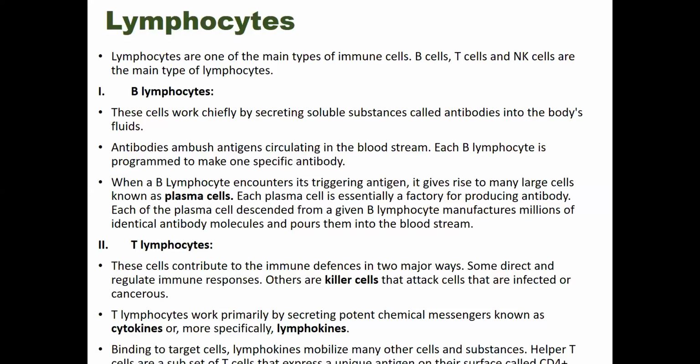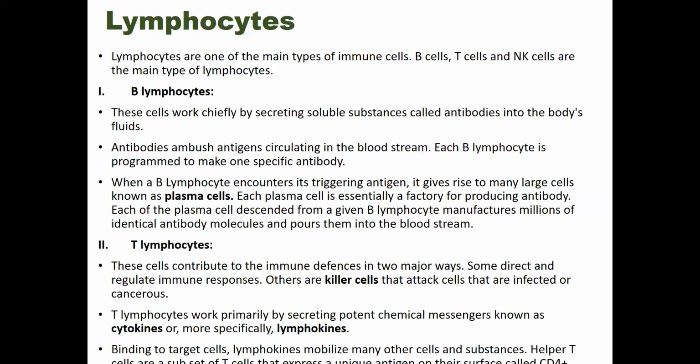Now the second type of lymphocytes, which is called the T lymphocytes or T cells. These cells contribute to the immune defense in two major ways. Some of the T lymphocytes direct and regulate the immune response, and others are the killer cells that attack cells that are infected or cancerous. So there are two types of T cells. The first type regulates the immune response, and the second type are the killer cells, which kill the infected cells or the cancerous cells.